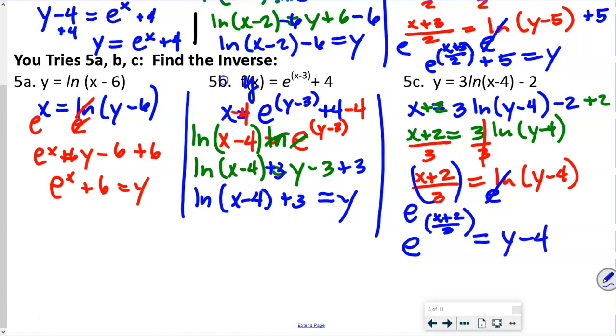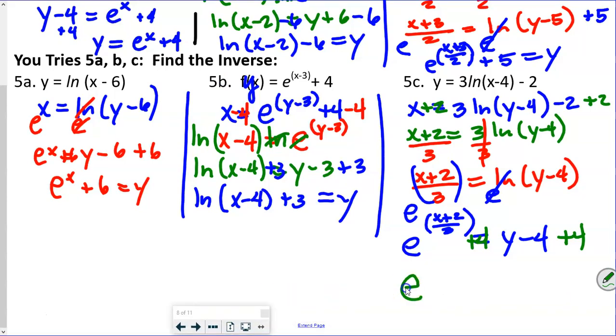So we're going to then add 4 to both sides, aren't we? So we're going to do plus 4 here and plus 4 over here. So our final answer will be, let's move this out of the way, e to the x plus 2 over 3 power plus 4. That's going to equal our y. So that is our inverse function there.